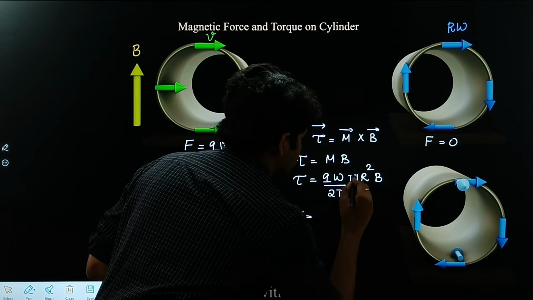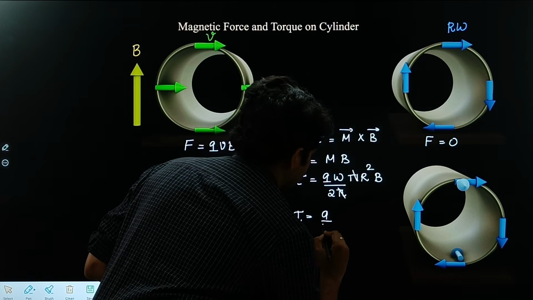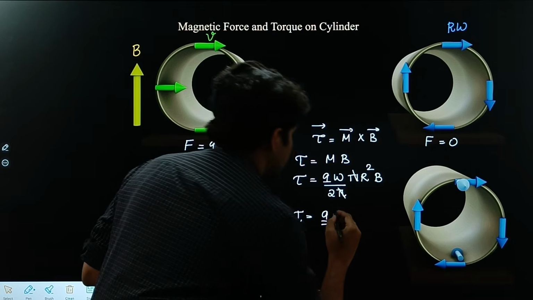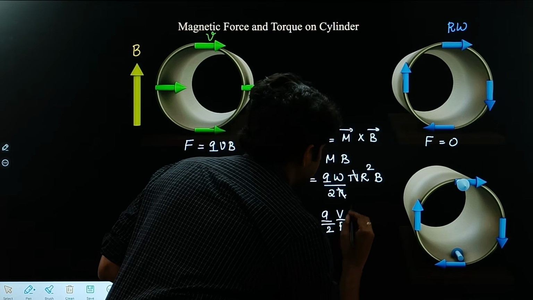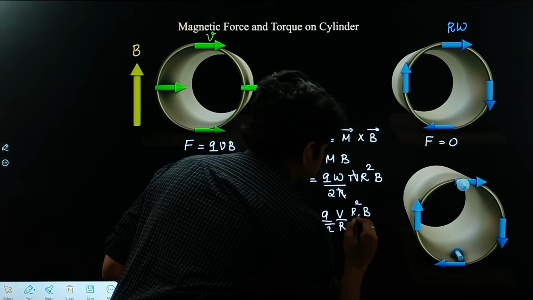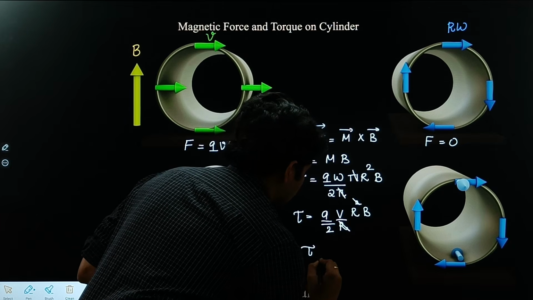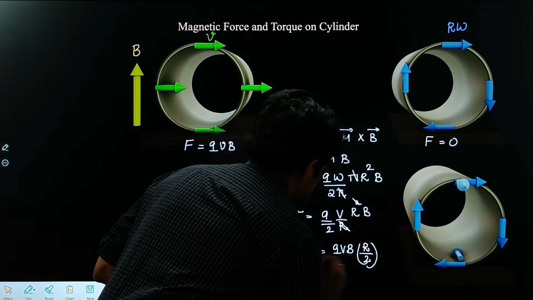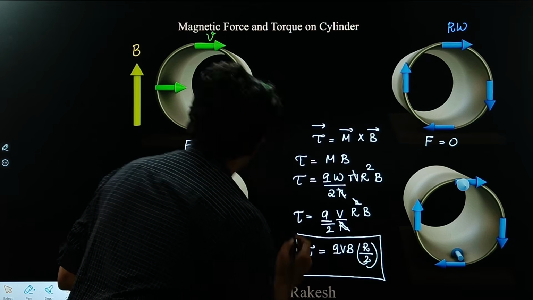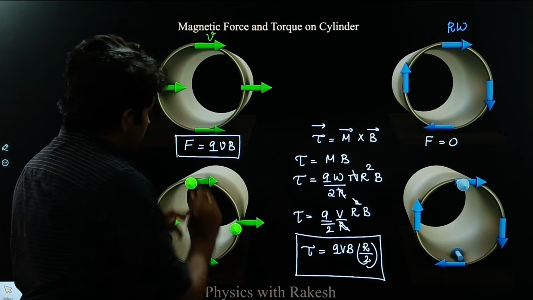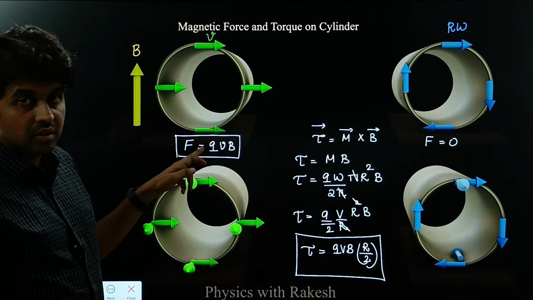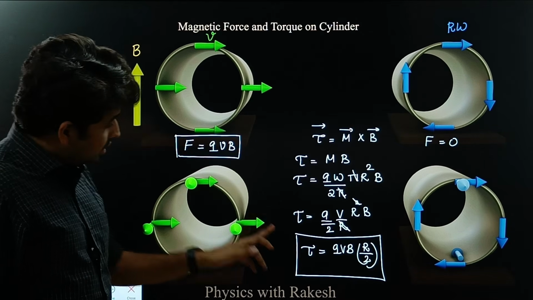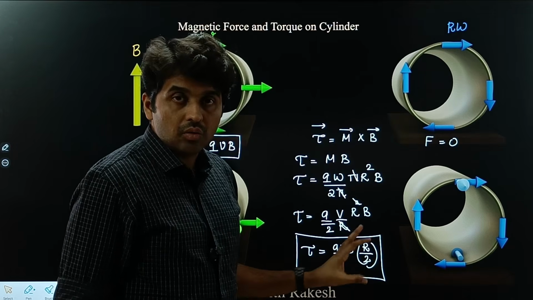Pi cancels. I'll write omega as V by R. So V by R into R square into B. So torque equals QVB into R by 2. So the net magnetic force on this cylinder, if it has center of mass velocity V, is QVB, and the net torque on it is QVB into R by 2.